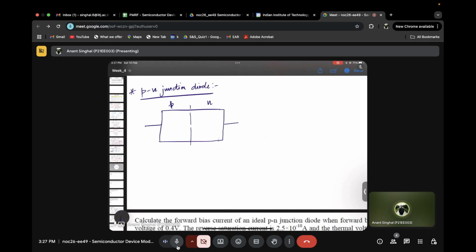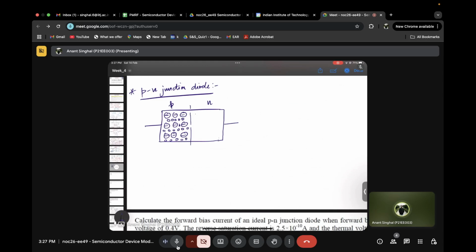Yeah, so holes are the majority carriers. So the minority carriers will be the acceptor ions, right? Because holes are the majority carriers. So this is the acceptor ions which are minority, and holes, let's say I'm defining this as something like this. The blank or the hollow circles are holes.